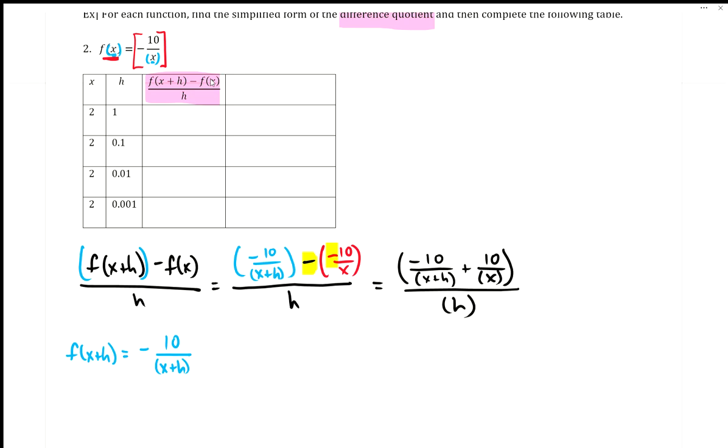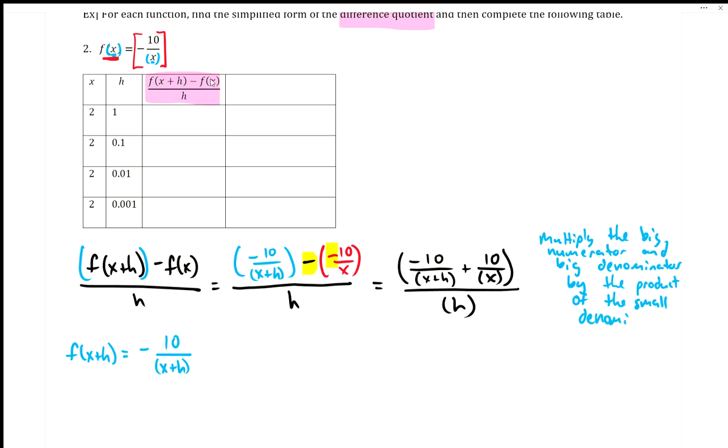To eliminate the complex fraction, what we're going to do is multiply the big numerator and big denominator by the product of the small denominators. Okay, so these are the small denominators. So we're going to multiply the whole big numerator and the whole big denominator.